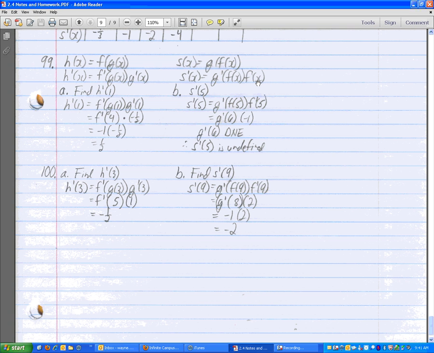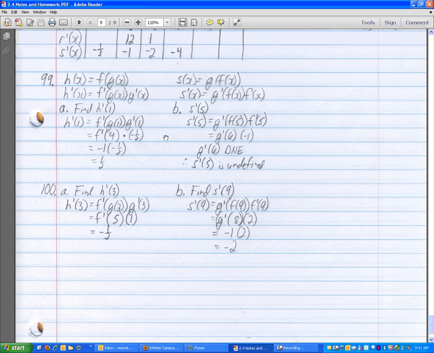All right, on 99, let's see. It says the graphs of f and g are shown. Let h of x equal f of g of x and s of x equal g of f of x. Find each derivative if it exists. If the derivative does not exist, explain why. For number 99, we're supposed to find h prime of 1 and s prime of 5.